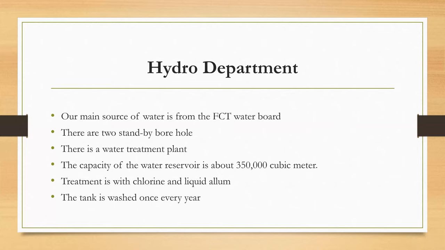Our reservoir capacity is approximately 350,000 cubic meters. Then we treat with chlorine and liquid alum. We treat and wash our tanks once every year, but this treatment is being done monthly. Every month, the tank is filled up and treated before they start distributing it out to the hospital to use.